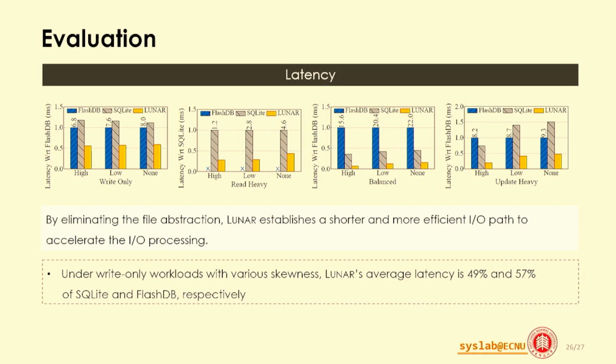From the figure, we can see that under read-only workloads of different skewness, Lunar's average latency is 49% and 57% of SQLite and FlashDB respectively. This improvement is due to the cross-layer design, which reduces software redundancy. By removing the file abstraction, Lunar provides a shorter and more efficient I/O path to accelerate the data processing.